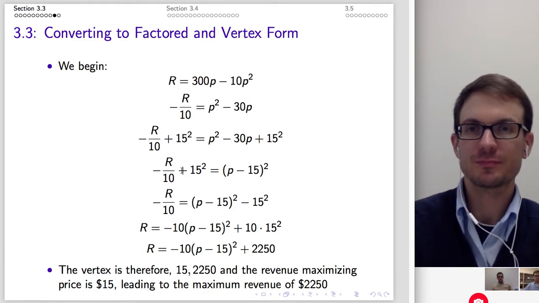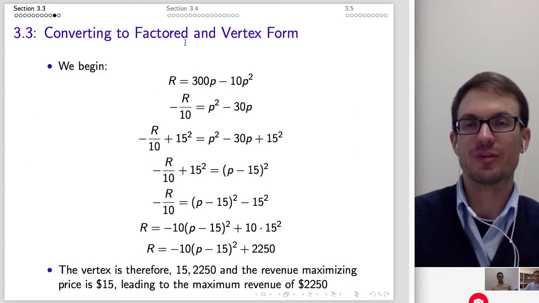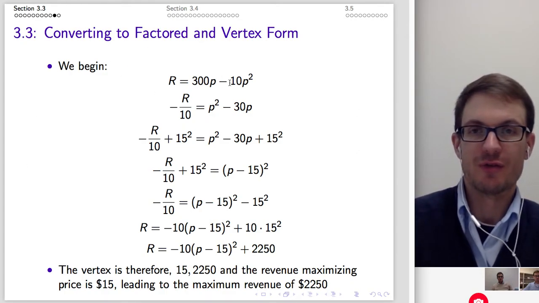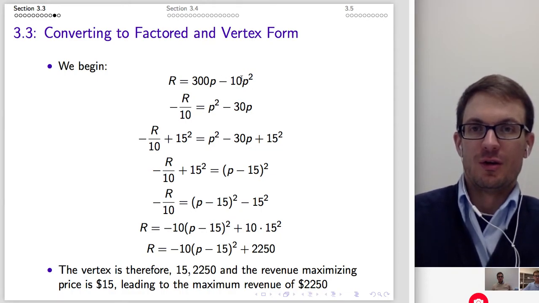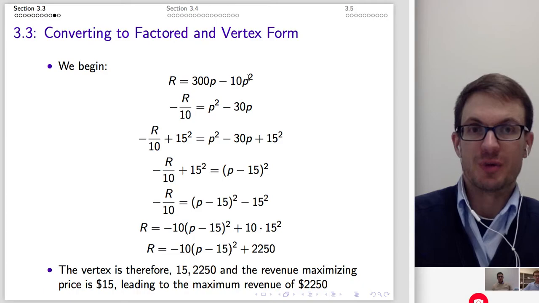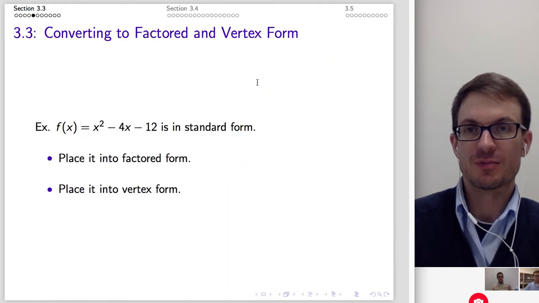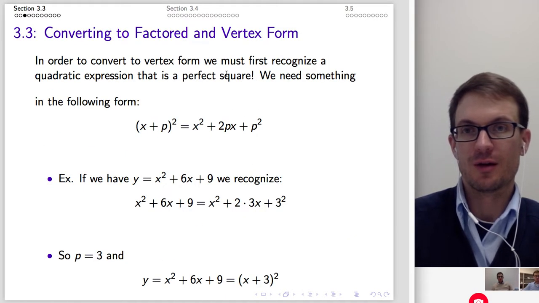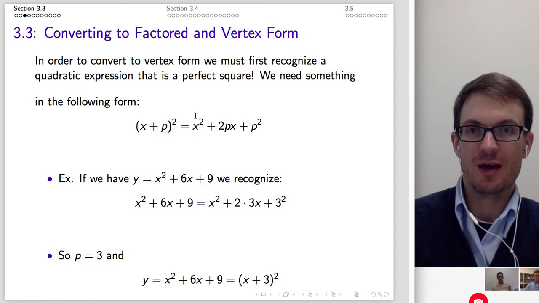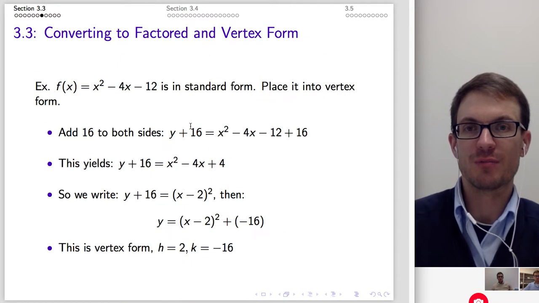Okay. So here we begin. This looks scary. Let's unpack this slowly. Here's our revenue expression, 300p minus 10p squared. Okay. Well, the first thing I want to do is I want to get this thing looking in the form that we had before, right? So when we looked at this expression here, we had our a term was 1. All right, so I'm going to divide through so I can build that here.